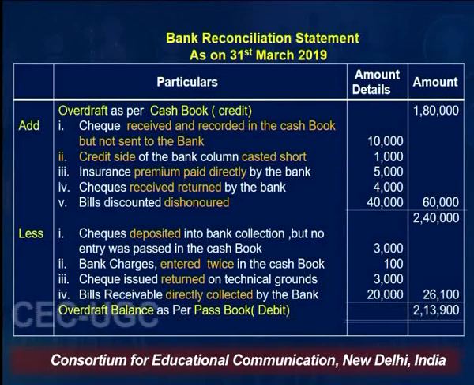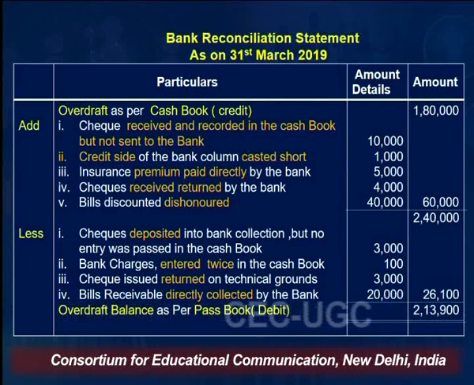The next item is a check received and written by the bank. If there is any check which is received and written by the bank, you have to do whatever the bank has done. The bank has not recorded this transaction. In the normal case we would have deducted this item, but this is a negative case. Negative case means we are beginning this BRS with the overdraft balance. So in this case we have to do the reverse.